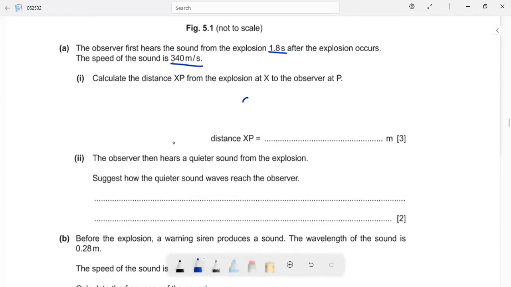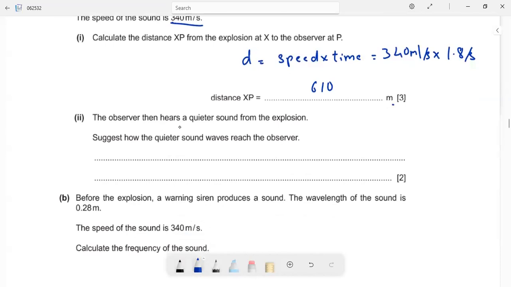So distance is equal to speed times time. That can be written as speed, 340 meters per second, times time, 1.8 seconds. Seconds will get cancelled. So 340 times 1.8 is 610 meters.